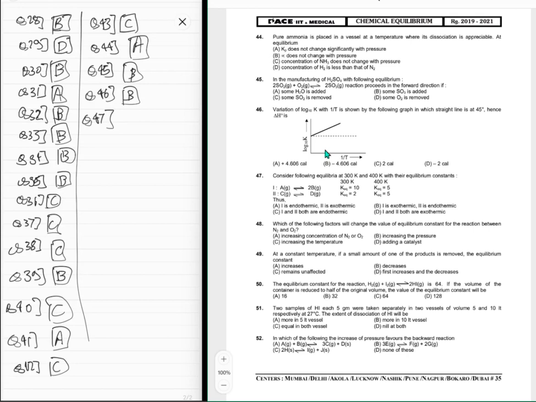Consider the following equilibria at 300 Kelvin and 400 Kelvin with the equilibrium constants. For the first reaction, your equilibrium constant is 10 at 300 and it decreases at 400. That means it's exothermic. The second is endothermic, because in the second it increases when you increase the temperature. So the second is endothermic and the first is exothermic. B.